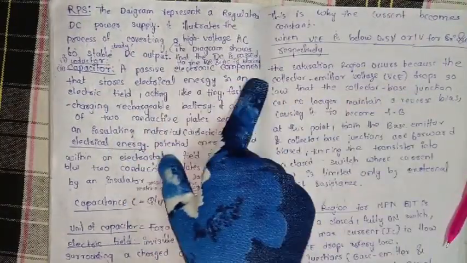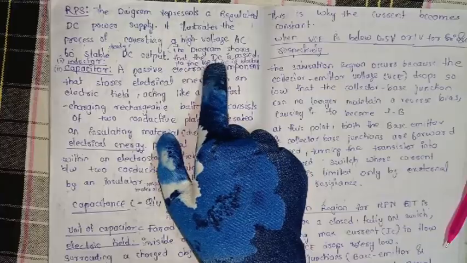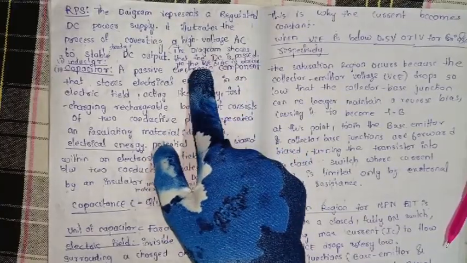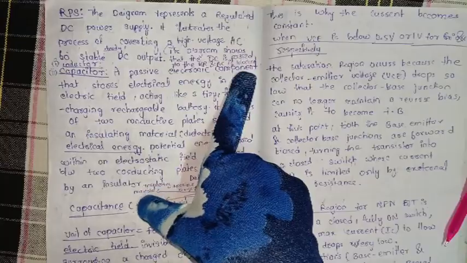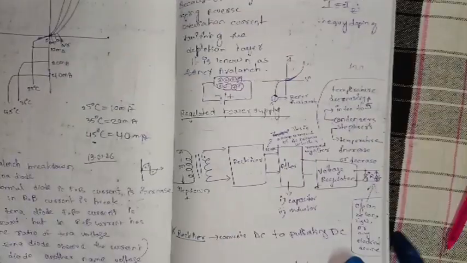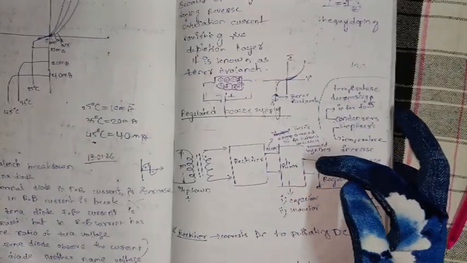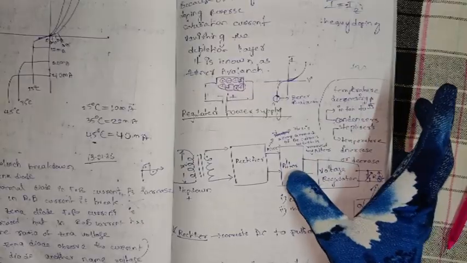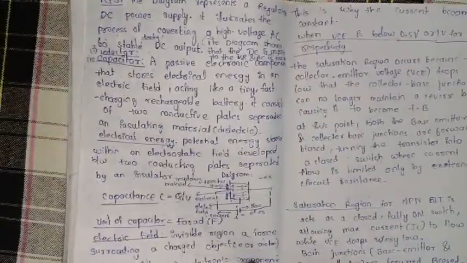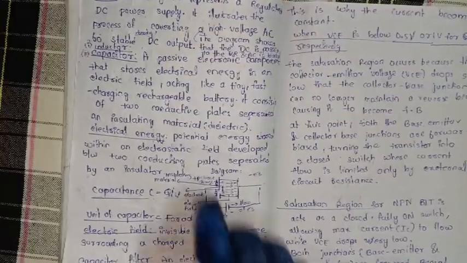Okay, then the diagram shows that the DC is passed to the voltage regulator and AC is blocked here.